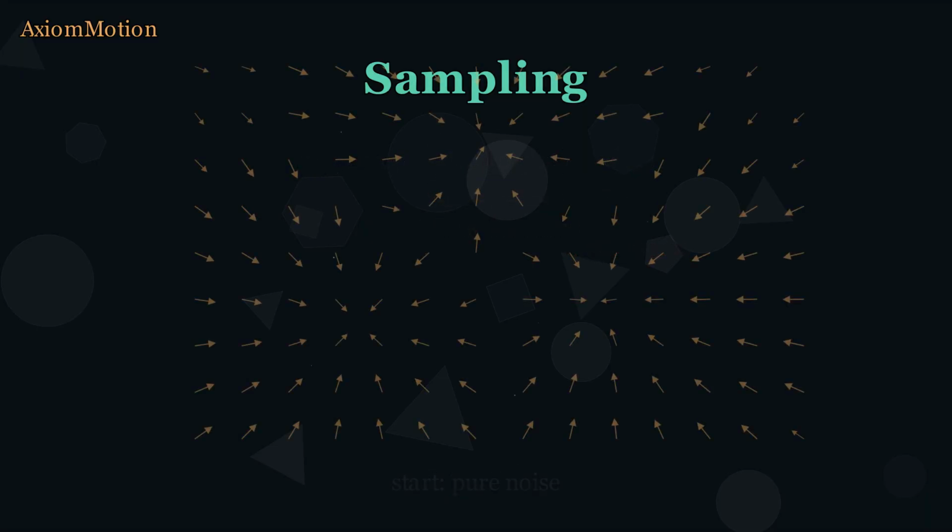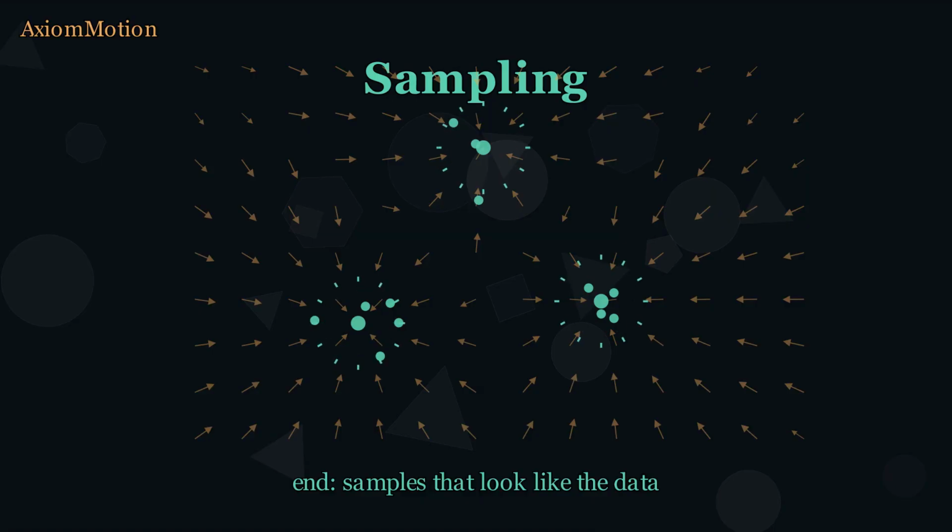Watch what that does. Here is a cloud of points scattered as pure noise, and behind them, the score field we learned. Let every point follow the arrows, with a little randomness at each step. They drift out of the empty regions and gather exactly where the data lives. Noise has become a set of samples. This, in essence, is how a diffusion model generates.